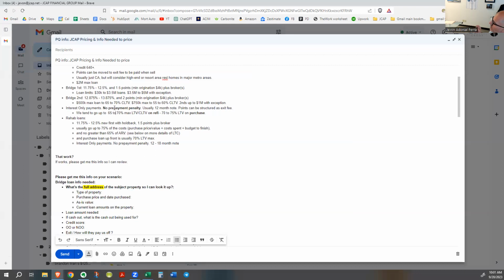But when I add a $250,000 second behind that $500,000 first, that's a total of 750 grand in loans. That's 75% CLTV. That's just the combined loans divided by the value. That's how you get to 75%. That makes sense? Yes.